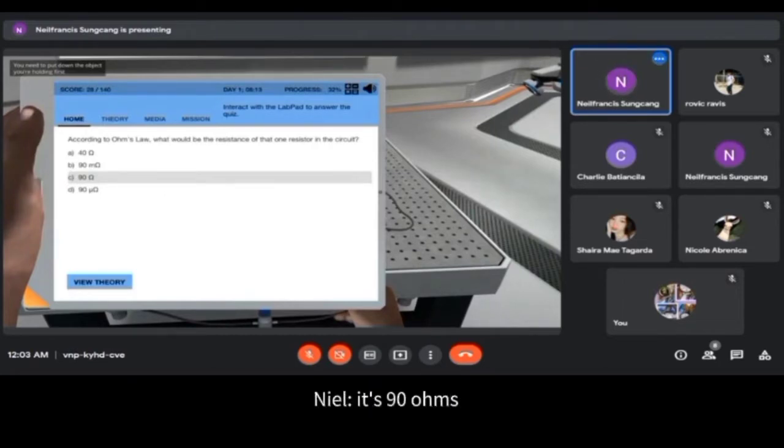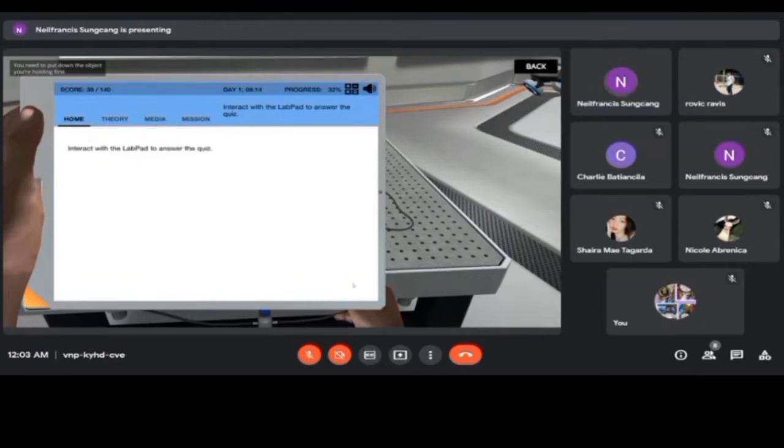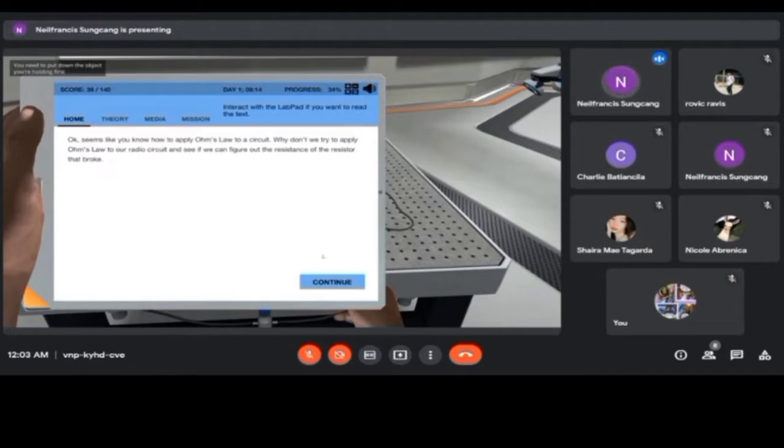90 ohms. Exactly, since the current is 0.1 amperes and the voltage... Okay, seems like you know how to apply Ohm's law to a circuit. Why don't we try to apply Ohm's law to our radio circuit and see if we can figure out the resistance of the resistor that broke?